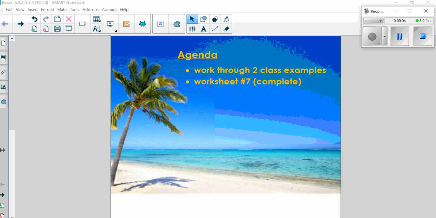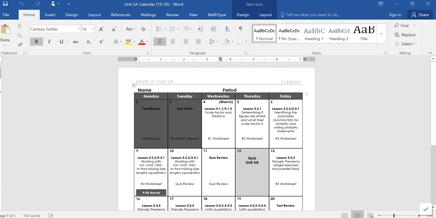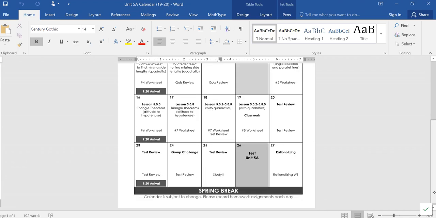Hi everybody. So our agenda today is to work through two example problems, and then your homework is going to be for you to complete worksheet number 7. I thought we could start by actually looking at the calendar. So let's see. So here's what your calendar looks like, and here's kind of where we are.